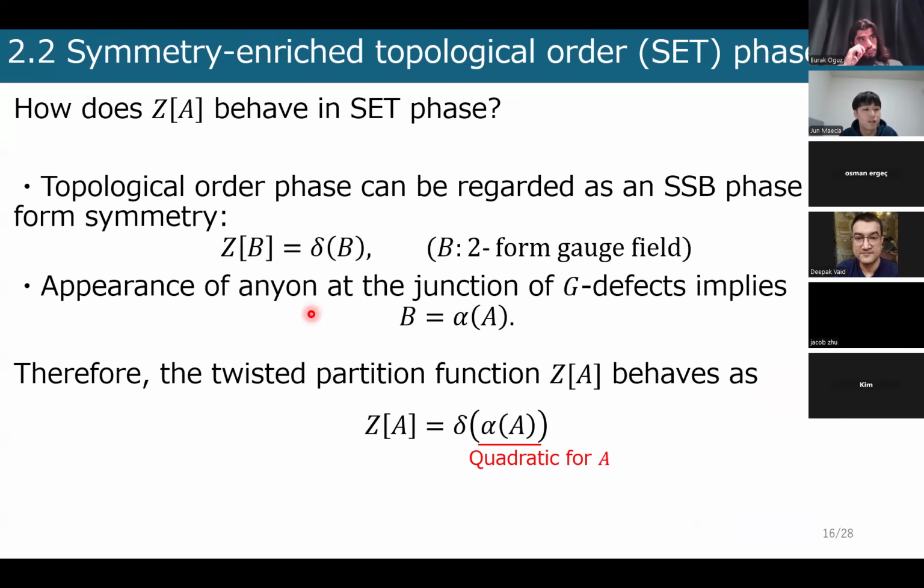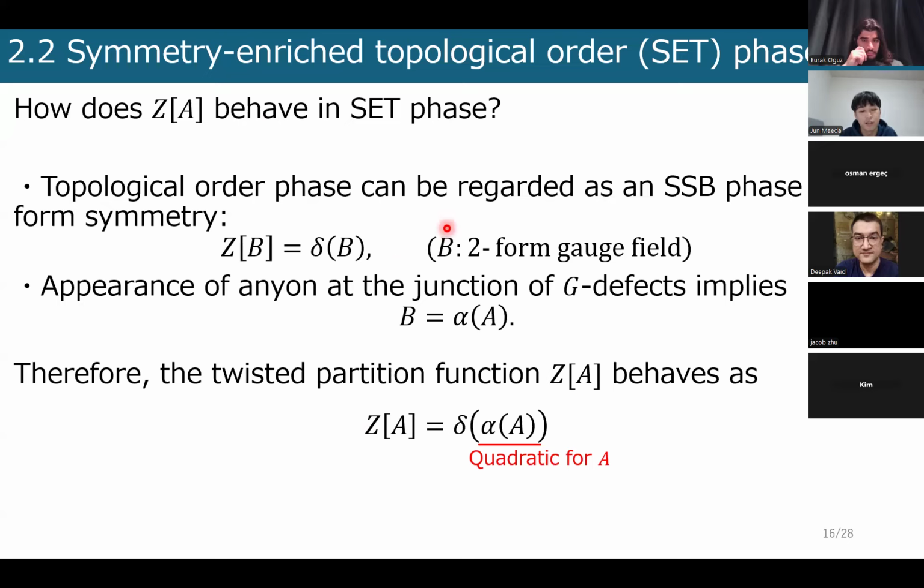First, a topological ordered phase can be regarded as an SSB phase of one-form symmetry. This one-form symmetry is a symmetry of anyons, and here we consider 2+1D. The anyon lines are topological, so it means there is a one-form symmetry. And actually, a topologically ordered phase can be regarded as an SSB phase of such a one-form symmetry.